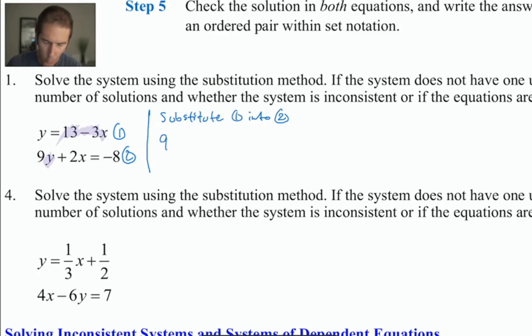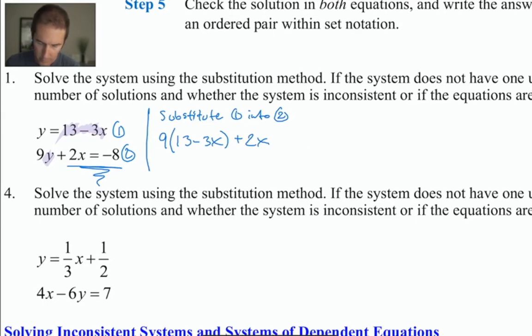So instead of writing 9y, I'm going to write 9 times the quantity 13 minus 3x. And then I do still have to write the rest of that equation, so plus 2x equals, oh, I see what happened there. I'm going too fast. Equals negative 8. That's equation 2. What you'll notice now is that the equation I just wrote has only one variable in it, which makes it much easier for us to solve.